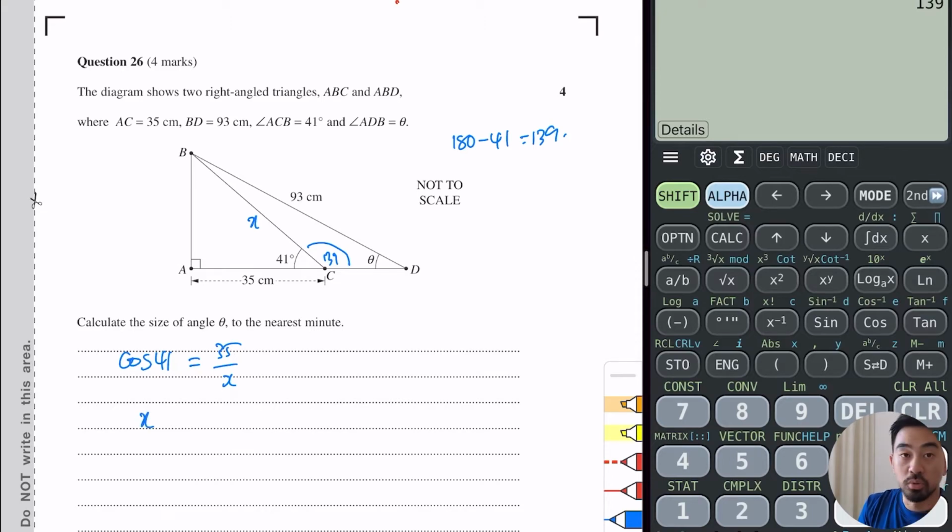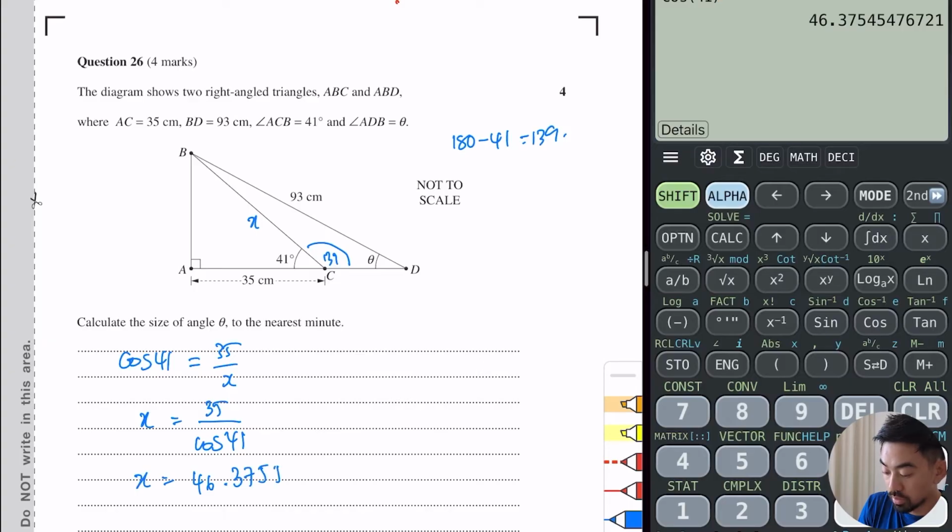Now when X, or the pronumeral, is in the bottom like this, you can just switch it over with the cos 41. So what's that? That's going to be 35 over cos 41. So 46.37. Let's just do a few decimal places. That gives me that. And now I can actually attack this by doing that.